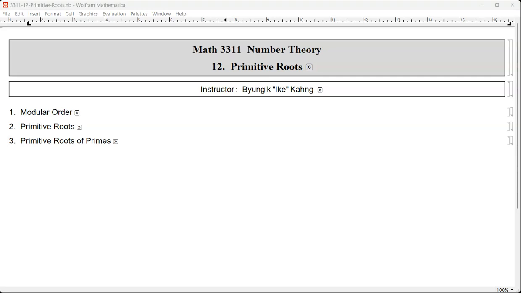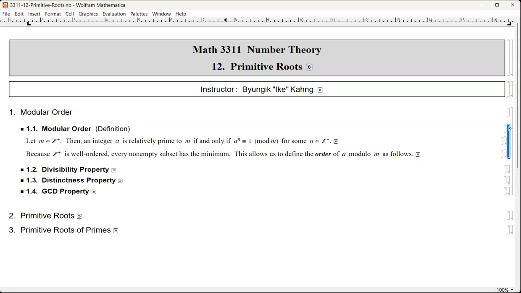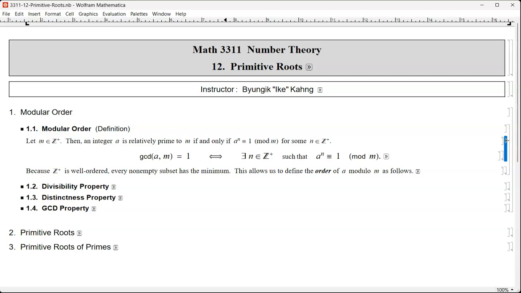Let's begin lesson 12, primitive roots. We're going to begin with this observation. Let m be a positive integer, and this is going to be our modulus. Then, an integer a is relatively prime to m if and only if a to the n power is congruent to 1 modulo m for some positive integer n.